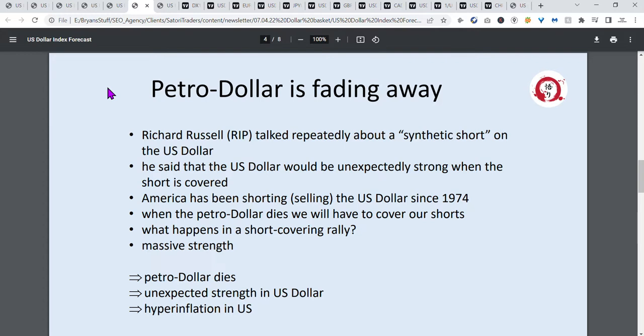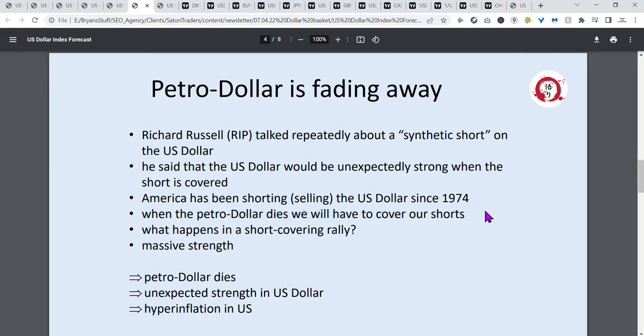I think I finally figured out this morning, we, America, have been selling short. We've been shorting the US dollar since 1974. So basically, we've been selling the US dollar to the rest of the world. When you sell something, you're selling it short. We've been shorting the US dollar since 1974. When the petrodollar dies, we're going to have to cover our shorts.